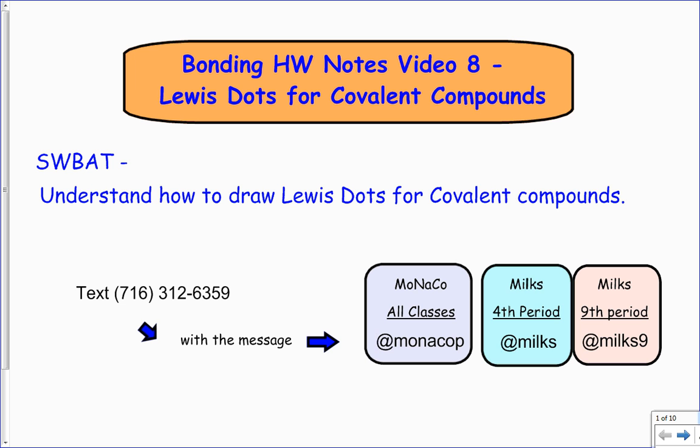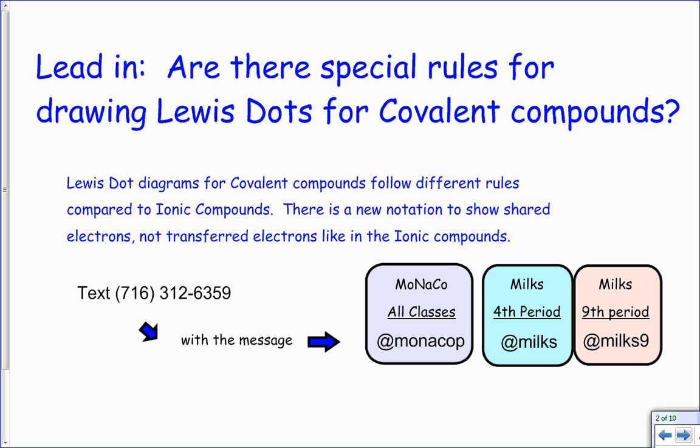Video number 8.6, 7, 8. Lewis dots for covalent molecules. Now we learned how to do ionics. We're going to find there's a little bit different set of rules for Lewis dots. This way, when I look at the diagram and I know both rules, I'll instantly know, is it ionic or is it covalent? And the other way around, I have to know based on the names if it is ionic or covalent, so I draw it the right way and use the right rules.